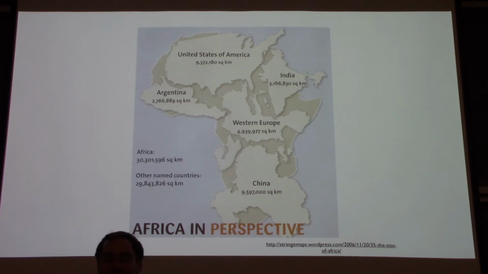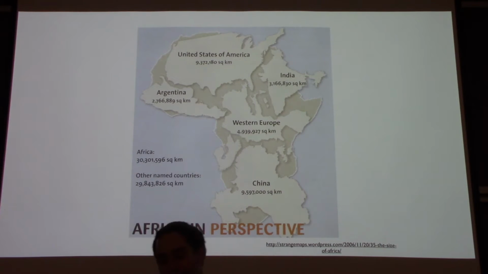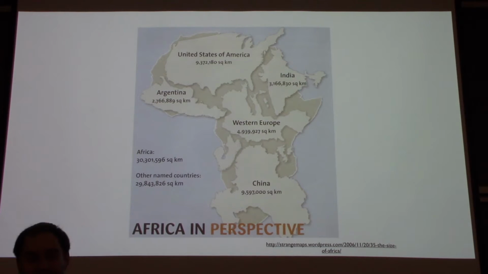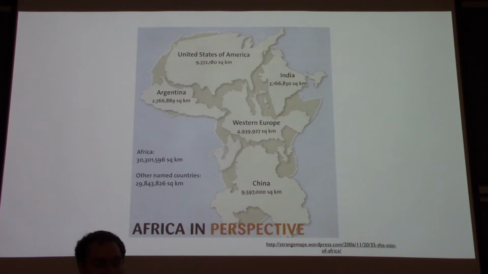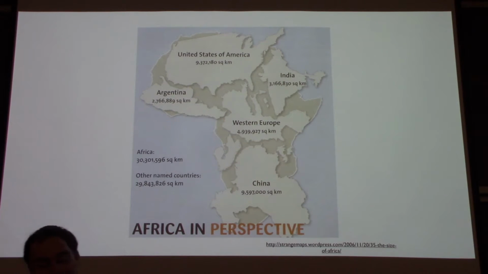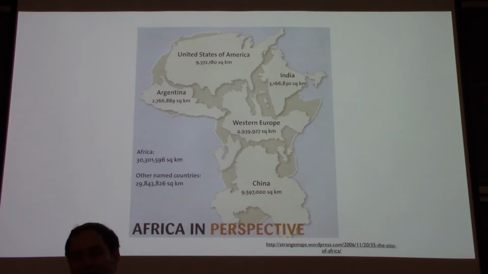This is one of the biases that we have. As I mentioned before, because of things like the Mercator projection, we get this idea that Africa is, for example, pretty small. But you can in fact put the United States, Argentina, the whole of Western Europe, India and China into the continent, and it's still smaller than the land space in Africa.